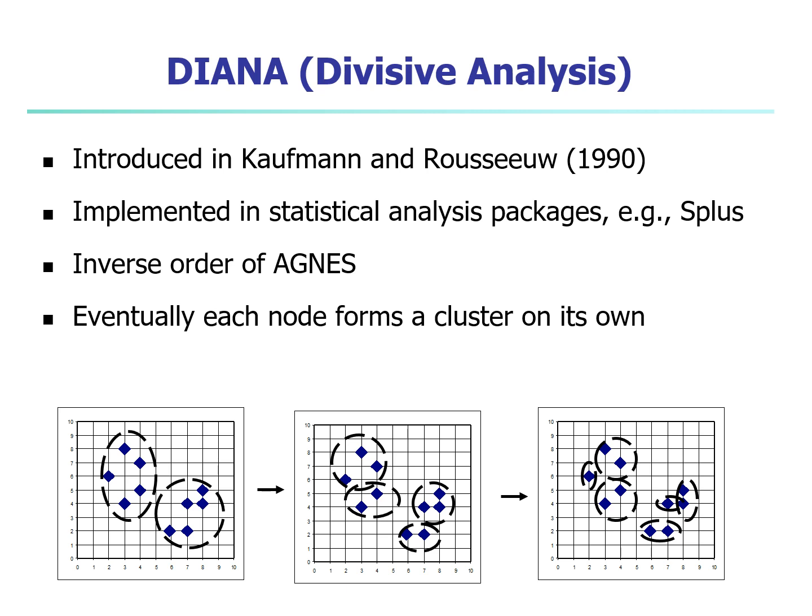The second type of hierarchical clustering is the Diana, and it was also introduced in the 1990s. It's also implemented in statistical analysis packages such as Plus, but it is actually the inverse order of Agnes. Eventually, applying this algorithm, we will have each object be a cluster of its own.